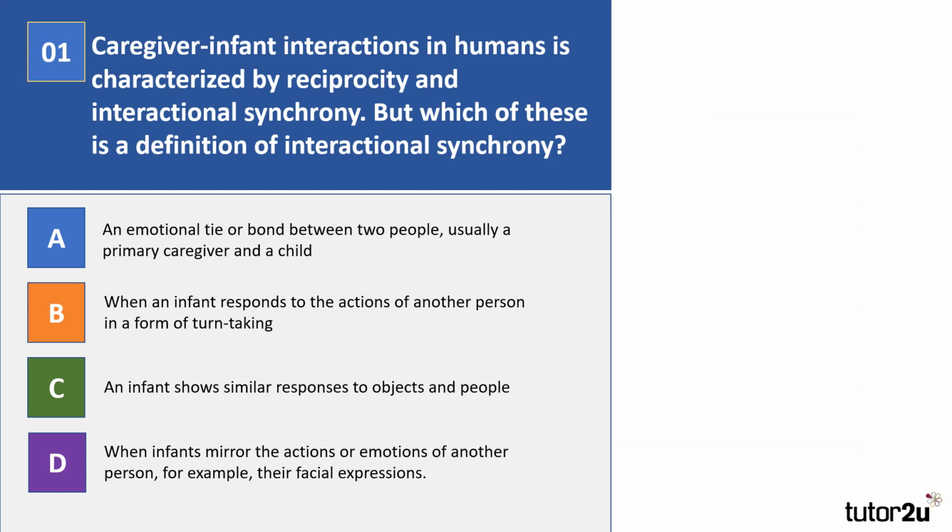First one, caregiver-infant interaction in humans is characterized by reciprocity and interactional synchrony. But which of these is a definition of interactional synchrony? A, an emotional tie or bond between two people, usually a primary caregiver and child. B, when an infant responds to the actions of another person in a form of turn taking. C, an infant shows similar responses to people and objects. And D, when infants mirror the actions or emotions of another person, for example, their facial expressions. So pause the video.